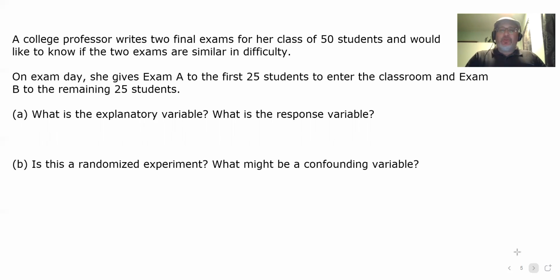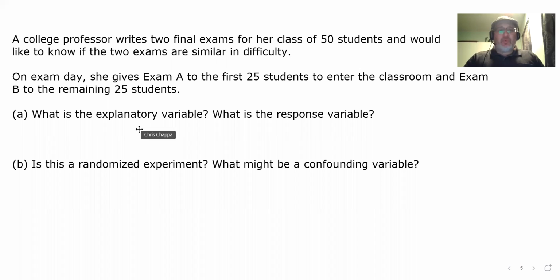Well, let's start with the variables. What is the explanatory variable? What is the response variable? Well, what is causing the results? The type of exam that they got. So the explanatory variable is which exam they got, and the response variable should be the score.